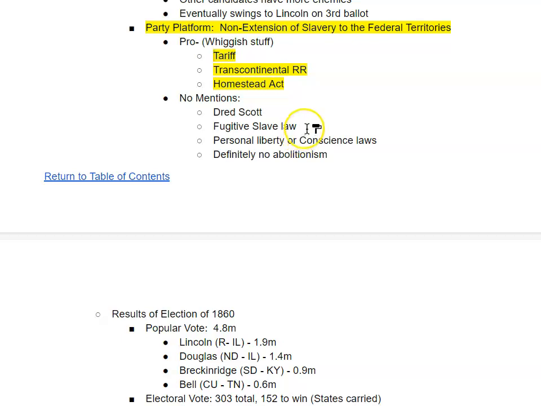No mention of the fugitive slave law, which many Northerners, especially anti-slavery men, were very much opposed to. No mention of enhancing or strengthening personal liberty or personal conscience laws, allowing people to object to federal law and opt out. And definitely no mention of abolitionism. No mention of interfering with slavery in the states where it already existed.